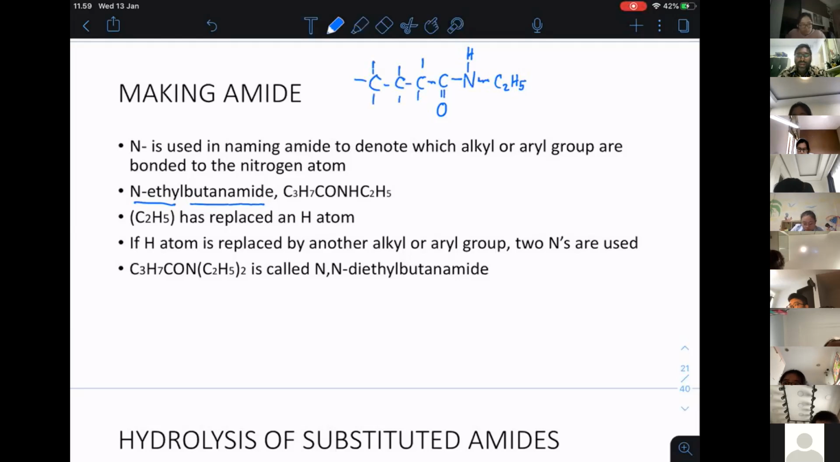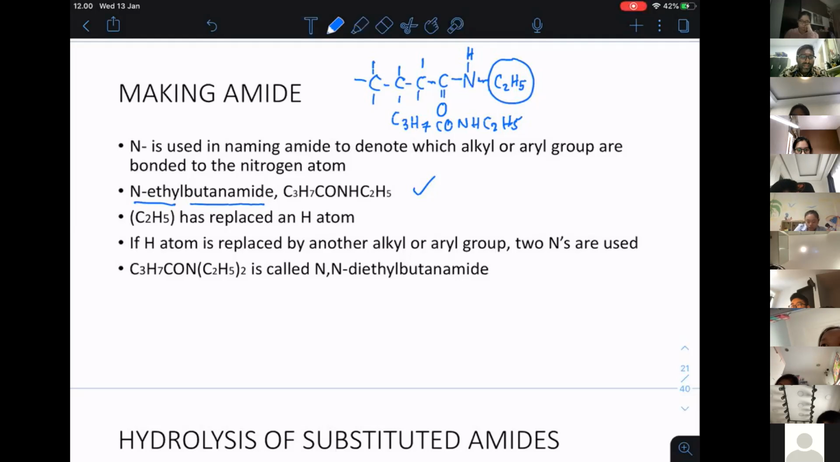Okay, so this is going to be something like that. If I want to write down the structural formula, this is going to be C3H7CONH C2H5. So if C2H5 has replaced an H atom, if you have NH2, this C2H5 has been replaced. So this is butanamide and N-ethyl butanamide.